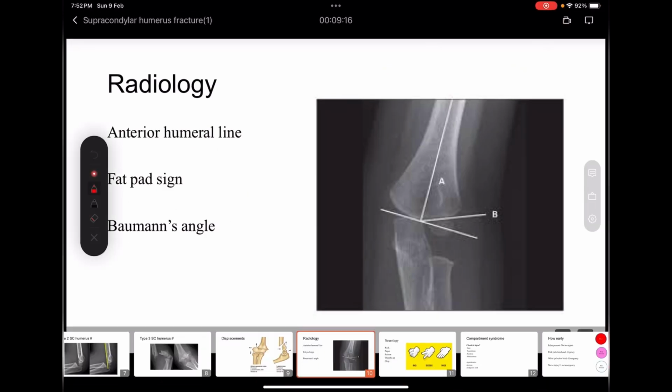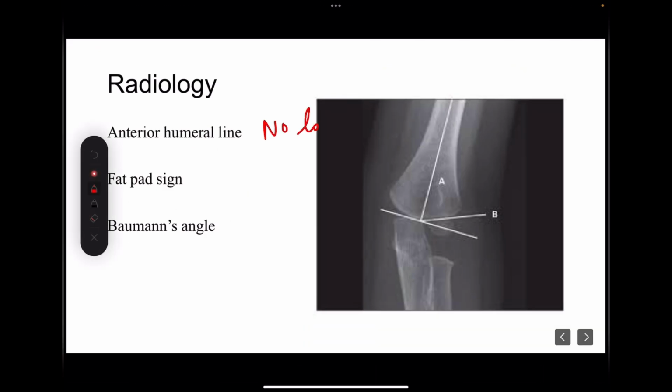Coming to the next slide, radiology part we have already discussed. Anterior humeral line no longer bisects the distal humerus, that is the capitellum. That also defines type 2 supracondylar humerus fracture. Fat pad sign is pathognomonic for type 1 supracondylar humerus fracture.